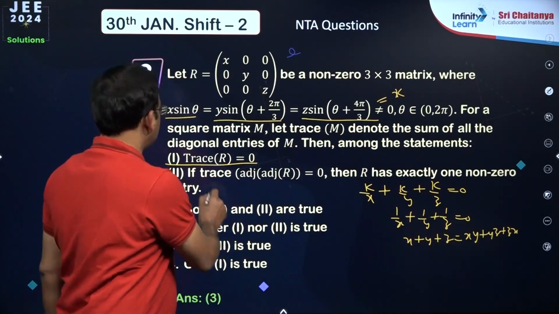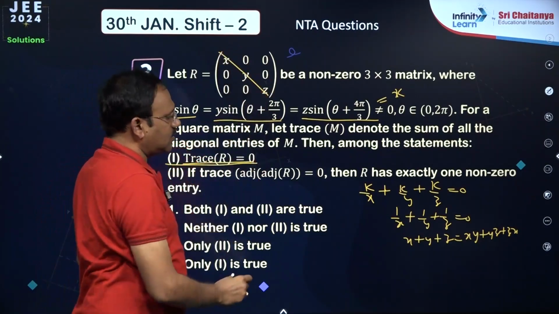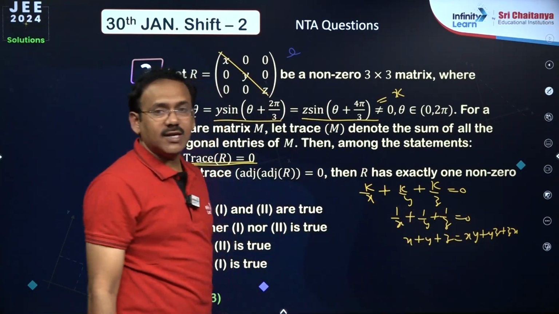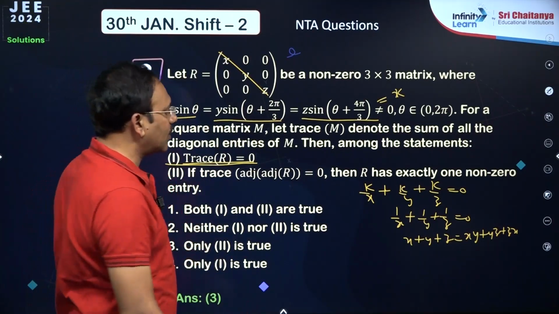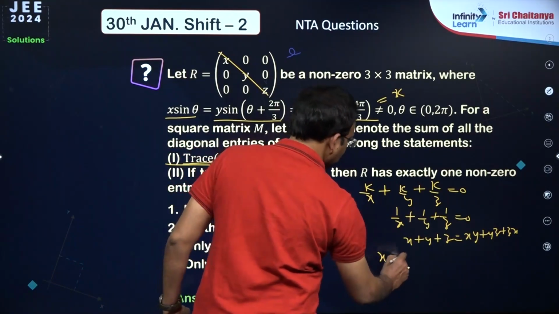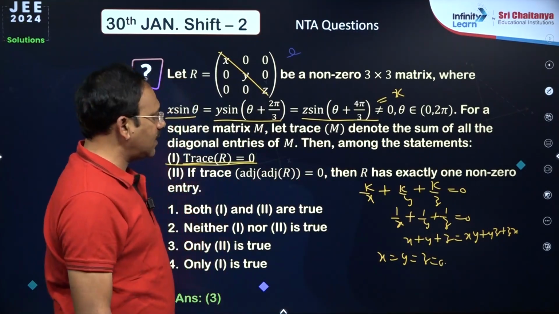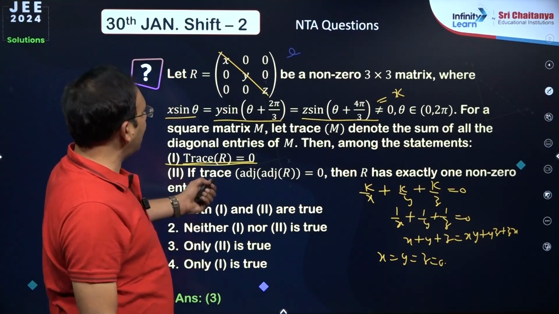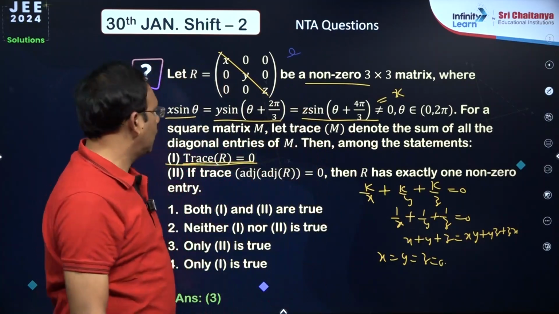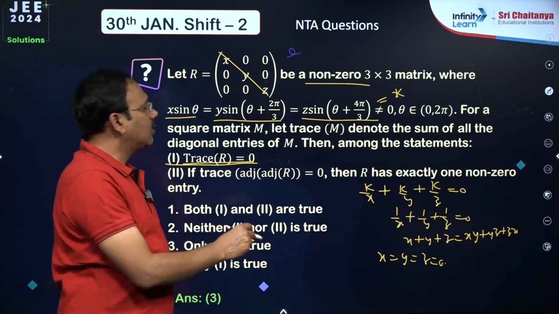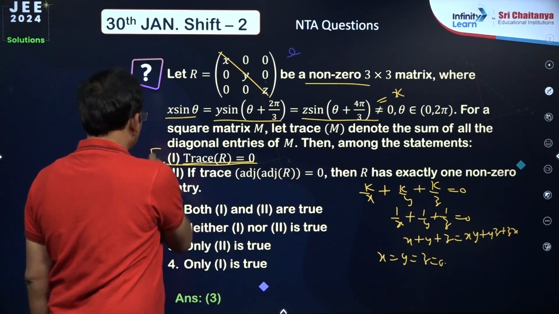Now statement 1, he is saying trace of R is 0. Suppose it is true, that means x plus y plus z is 0. In that case, xy plus yz plus zx is 0. If x plus y plus z is 0 and xy plus yz plus zx is 0, you can prove that x is equal to y is equal to z is equal to 0. That is the only possibility, my dear friends. But he said it's a non-zero matrix, at least one of them not equal to 0. So if the first statement is true, the original given data will become false. The first statement must be false, my dear friends.